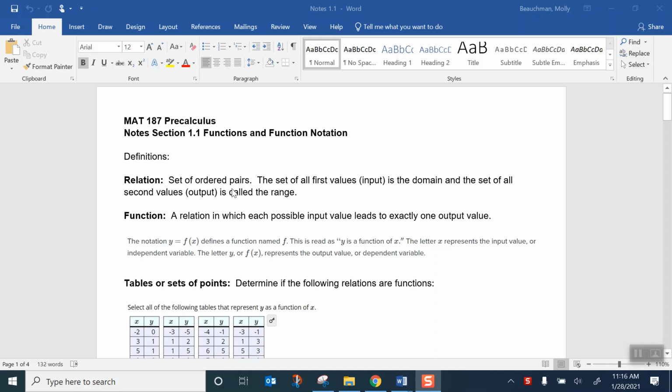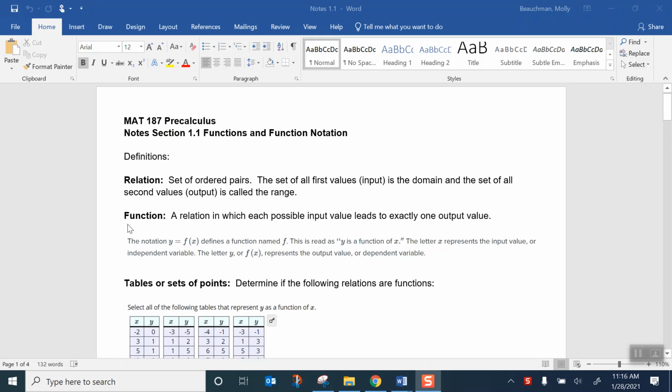So when you think about any type of graph, a circle, a line, a parabola, those are all relations. They're all sets of ordered pairs, even if you just have a set of ordered pairs with 10 values in it. The set of all first values or inputs is called the domain, and the set of all second values or outputs is called the range.